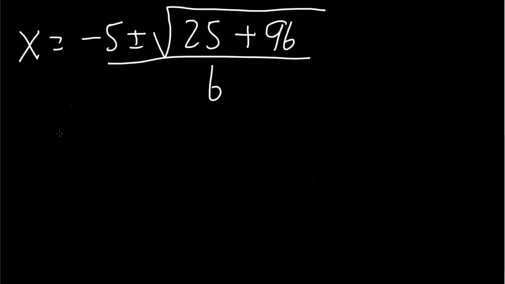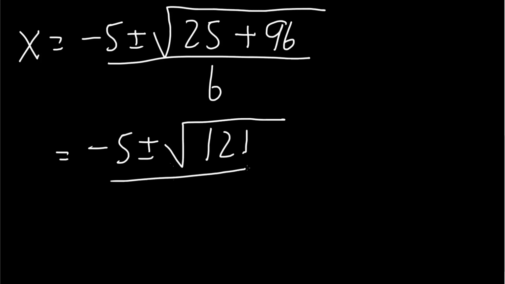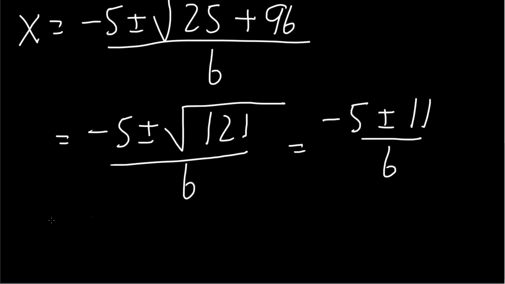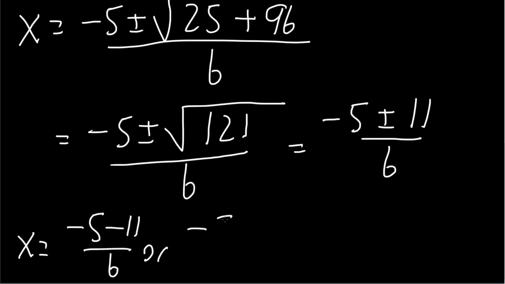And so next we would say x is equal to minus 5 plus or minus the square root of 25 plus 96, which is 121, divided by 6. And we know that the square root of 121 is 11. So this would equal minus 5 plus or minus 11 divided by 6. So we're almost there. So we would finally get x is equal to minus 5 minus 11 divided by 6, or minus 5 plus 11 divided by 6.